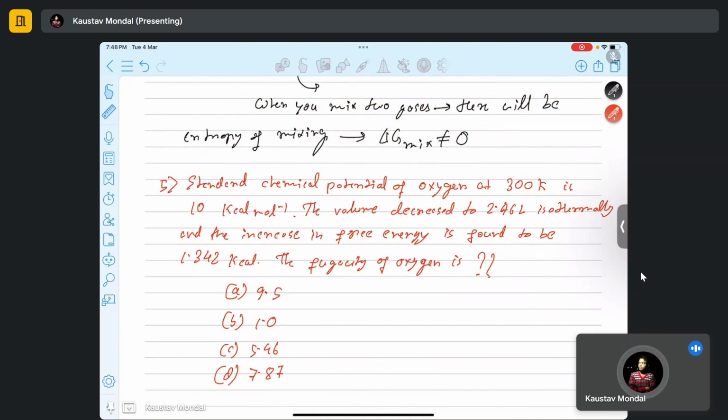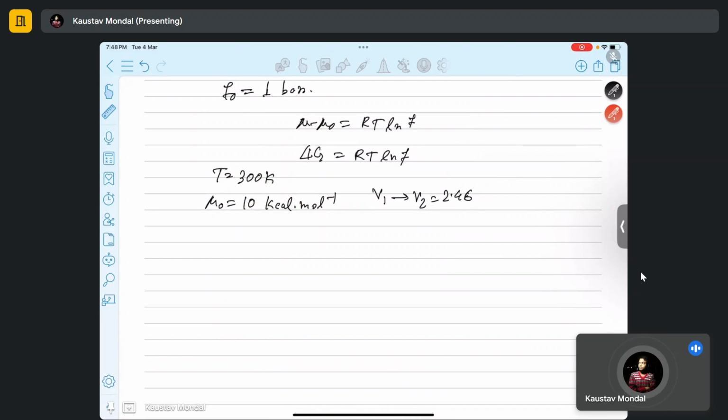And the increase in free energy, that is delta G. Increase means the delta G value will be positive, simply 1.342 kilocalorie. So this much information is already given in the problem. Now you have to calculate the f.